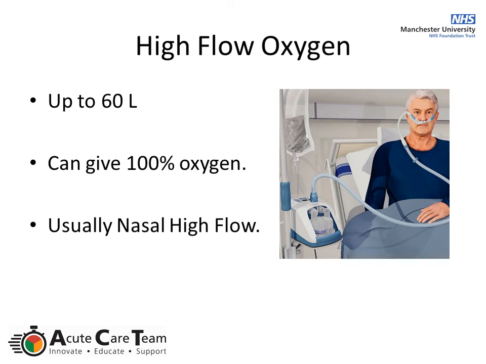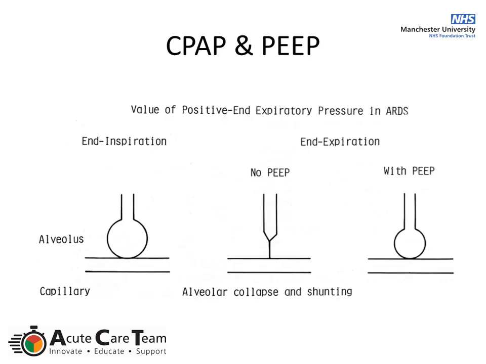Beyond these devices, we also have other things that we can use, usually in critical care environments or respiratory ward environments. One of these is high flow oxygen, and it can give up to 60 litres per minute, can give 100% oxygen, and it's usually nasal high flow. However, a mask can be fitted if nasal isn't appropriate. Beyond high flow, we can also consider CPAP or giving PEEP. Usually this is given in a critical care environment or on acute respiratory wards.